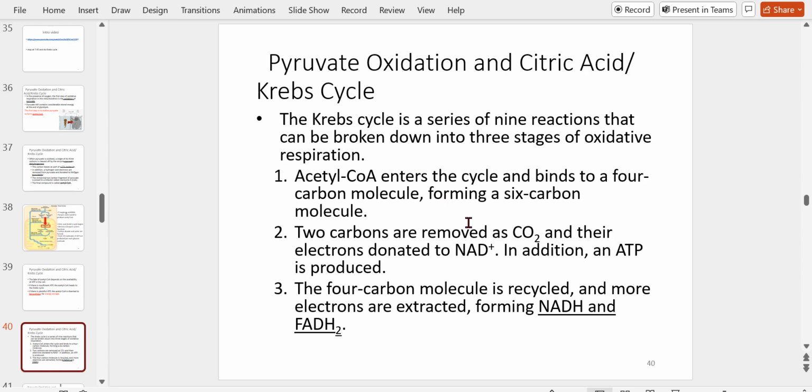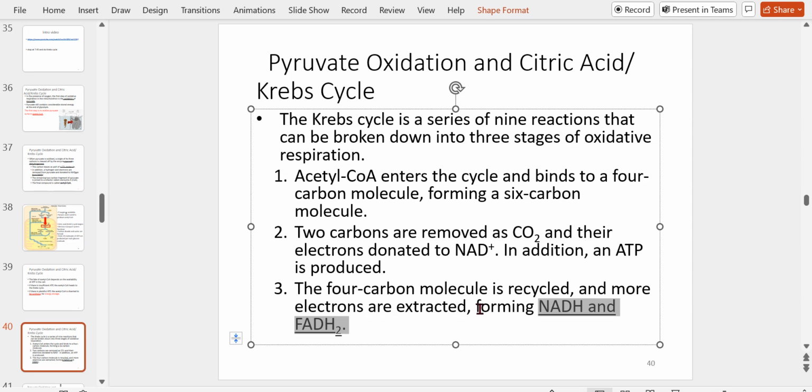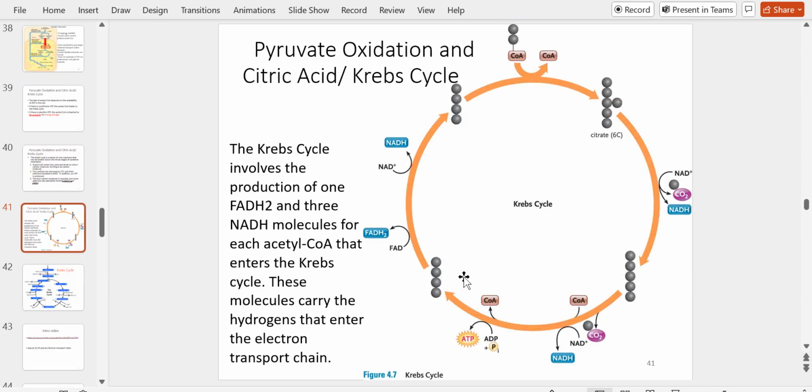Again, 2 carbons are removed as CO2 and their electrons donated to a NAD molecule. In addition, an ATP is produced. The 4-carbon molecule is then recycled and more electrons are extracted, forming more NADH molecules and FADH2 molecules. And that's where the money makers are, right there. Okay. So have a look here.